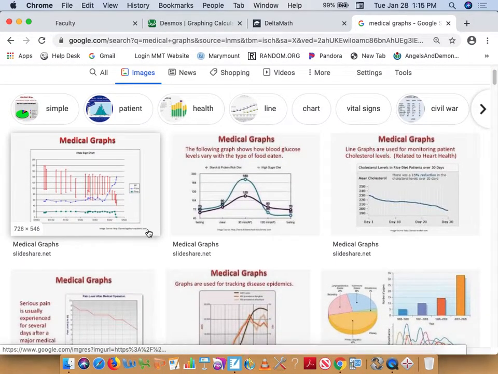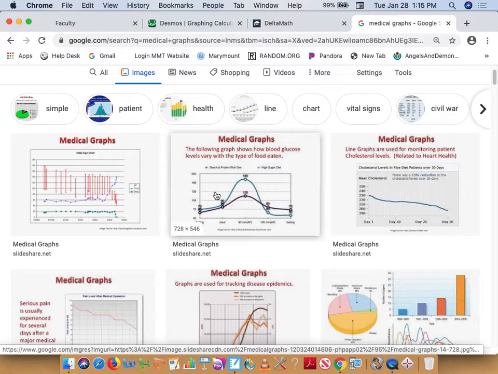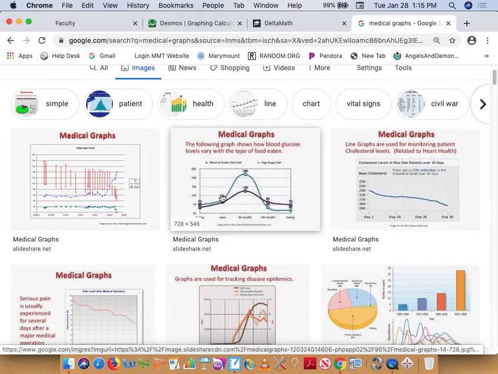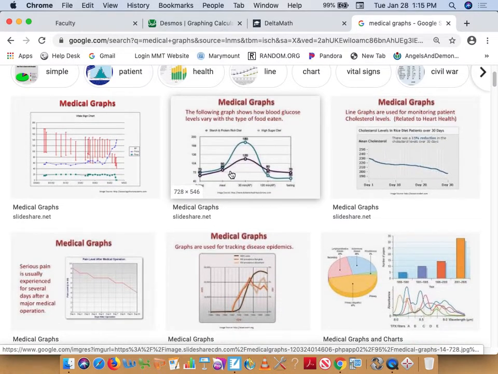I don't really know why, because I don't know much about medicine. It shows how blood glucose levels vary with the type of food eaten. But can you see that whoever is much more knowledgeable about medicine than I am probably wants to know when these things intersect, so they can present it in a slide. People can visually see what they're talking about.